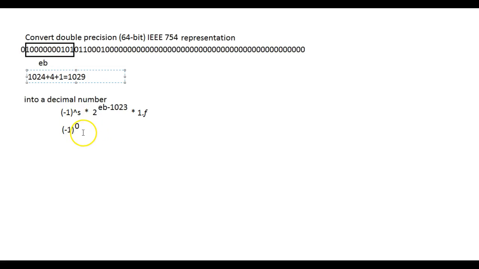So we can put that here now. I'm going to have times 2 to the (1029 minus 1023), times 1 point f. The f part is the rest of this long, huge number, but that's a fractional number. So the first place will be 2 to the negative 1, then 2 to the negative 2, then 2 to the negative 3, because this huge, long number here is fractional.